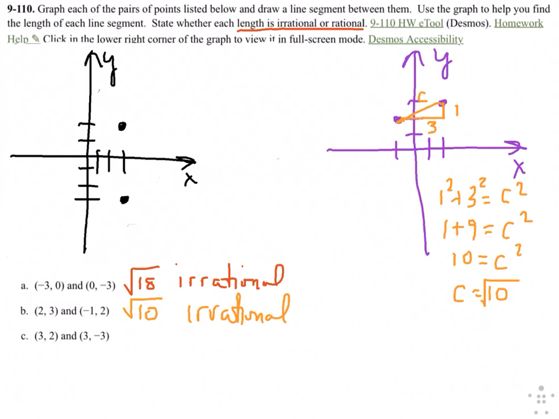They want to know the distance between these two points. There's no need to draw a triangle. We can just count. 1, 2, 3, 4, 5. This distance is 5, right? And that's a rational number. Clearly that's a rational number.